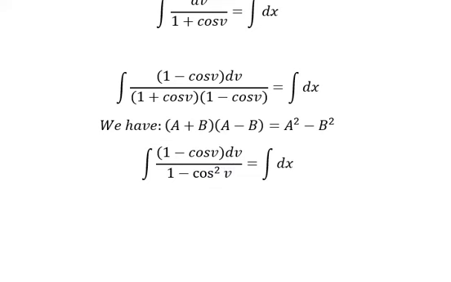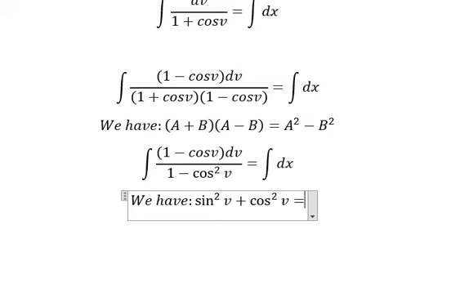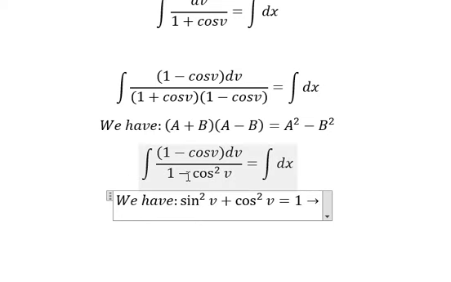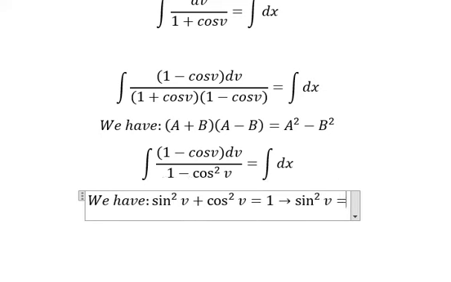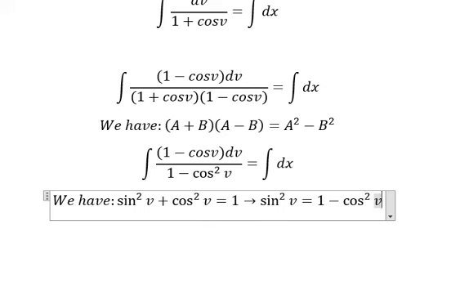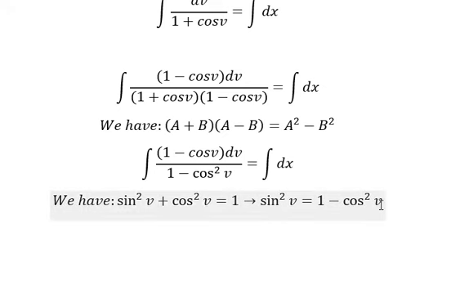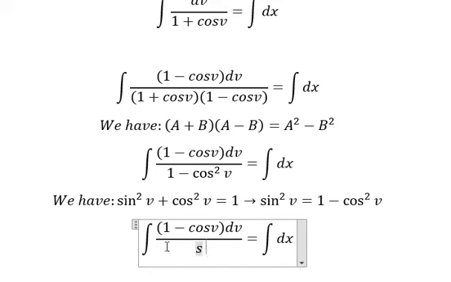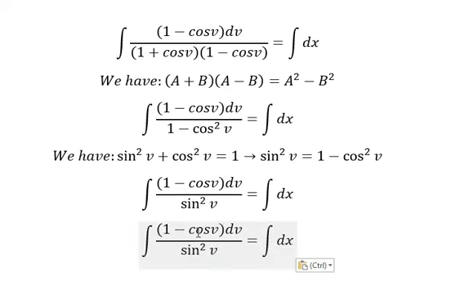So we have the formula in here: sine squared v plus cosine squared v equals number 1. So we have 1 minus cosine squared v. So I will put this one to the right, and this one we change by sine squared v. Now we have 1 divided by sine squared v, and cosine v divided by sine squared v in here.